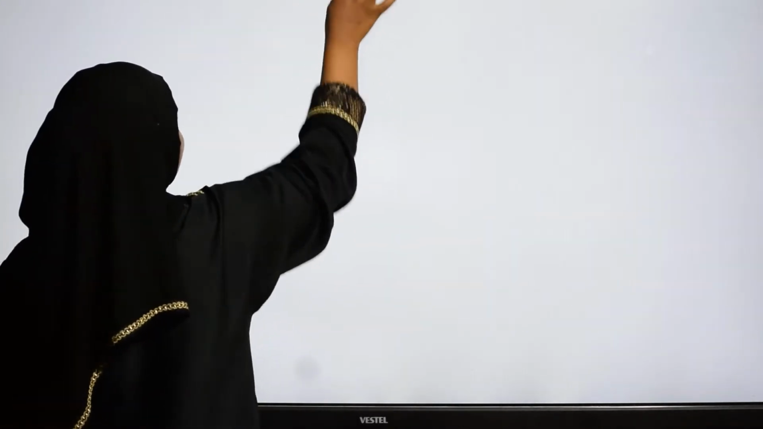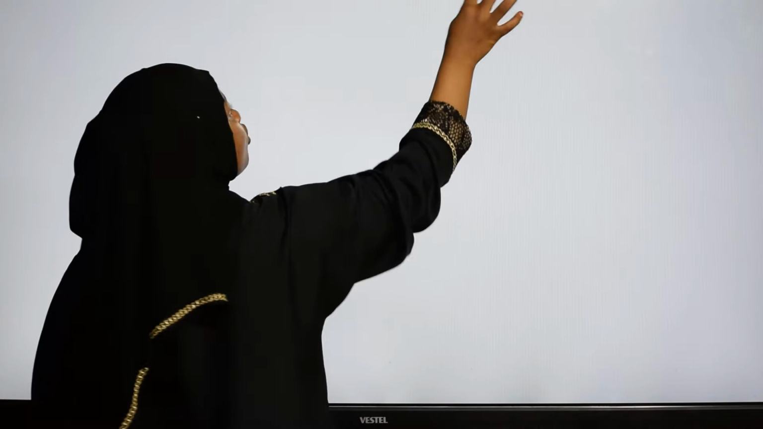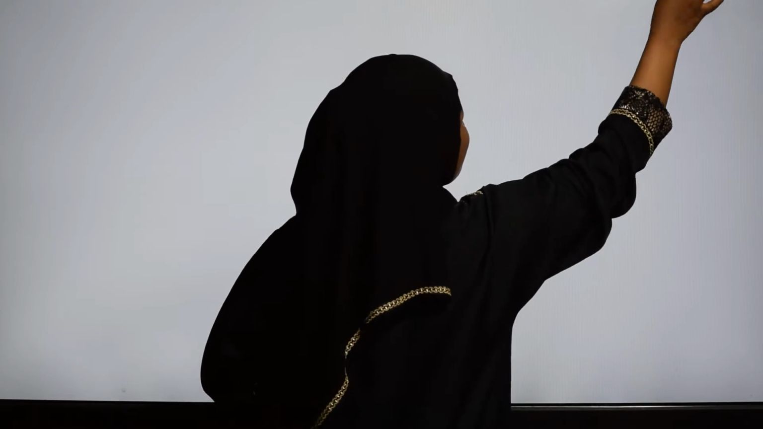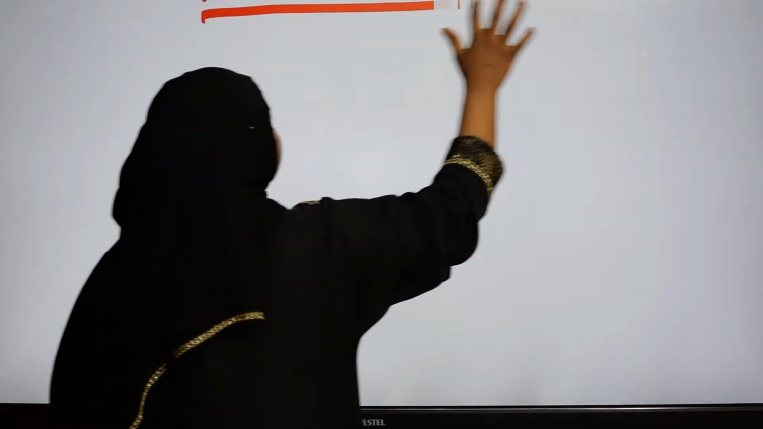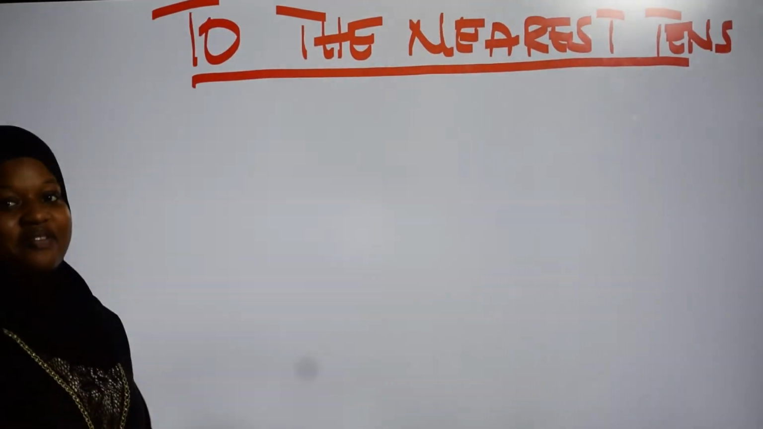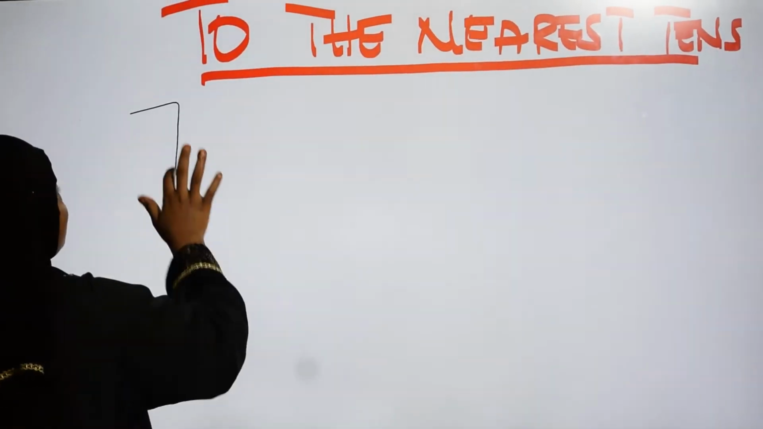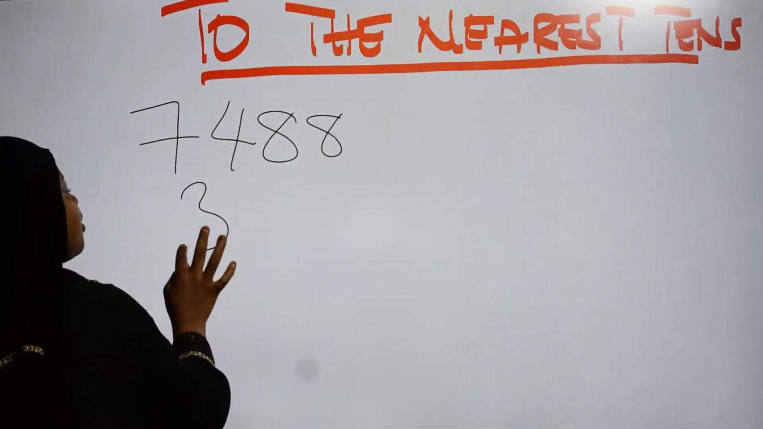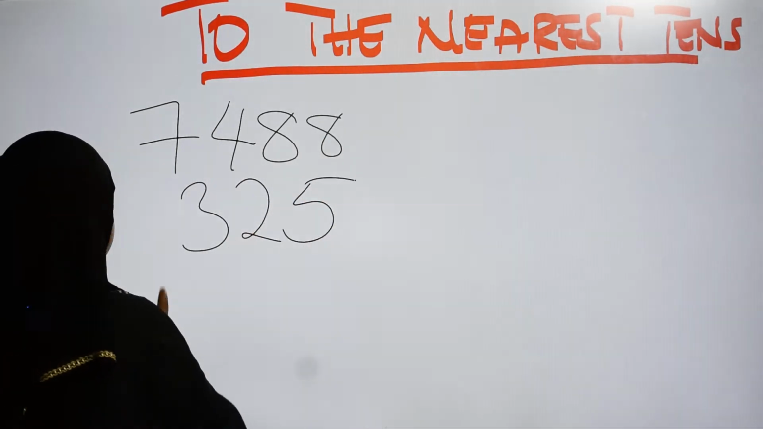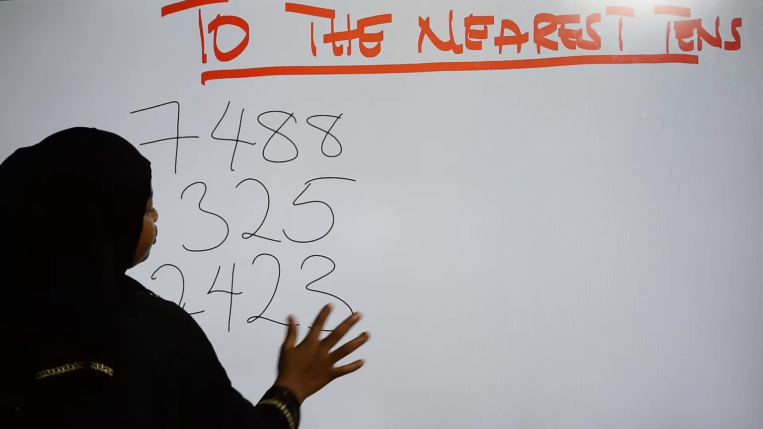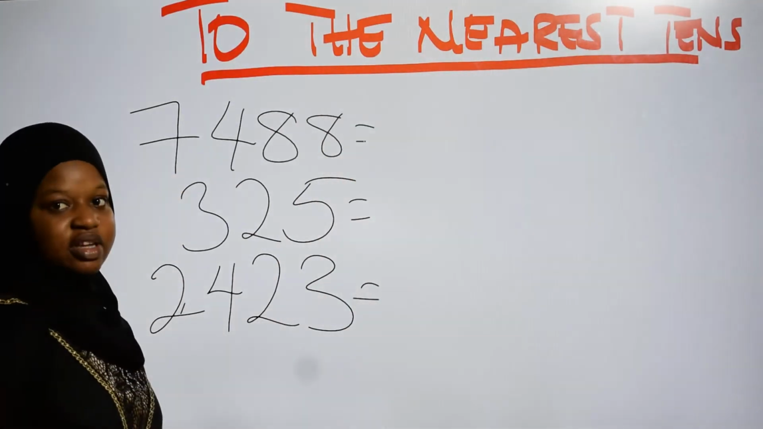So to the nearest 10. So we are doing it to the nearest tens. Now, let me give other examples. So I have 7,488, 325, and let's also say 2,423. Now we are changing all these numbers to the nearest tens.